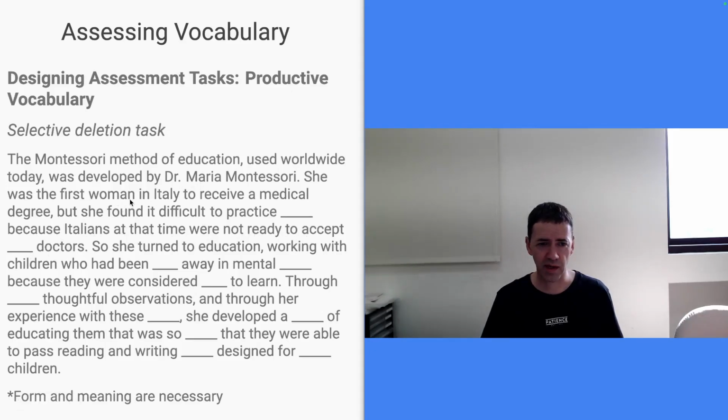Okay, we know she's a woman, and from the context I can guess it's female, but you could also say women, and maybe something else could go there as well. So she turned to education, working with children who had been something away in mental something. Okay, so I would say this would be mental institutions, but hospitals would probably be okay, and it could be put away, locked away, not sent away. Okay, because they were considered probably unable to learn.